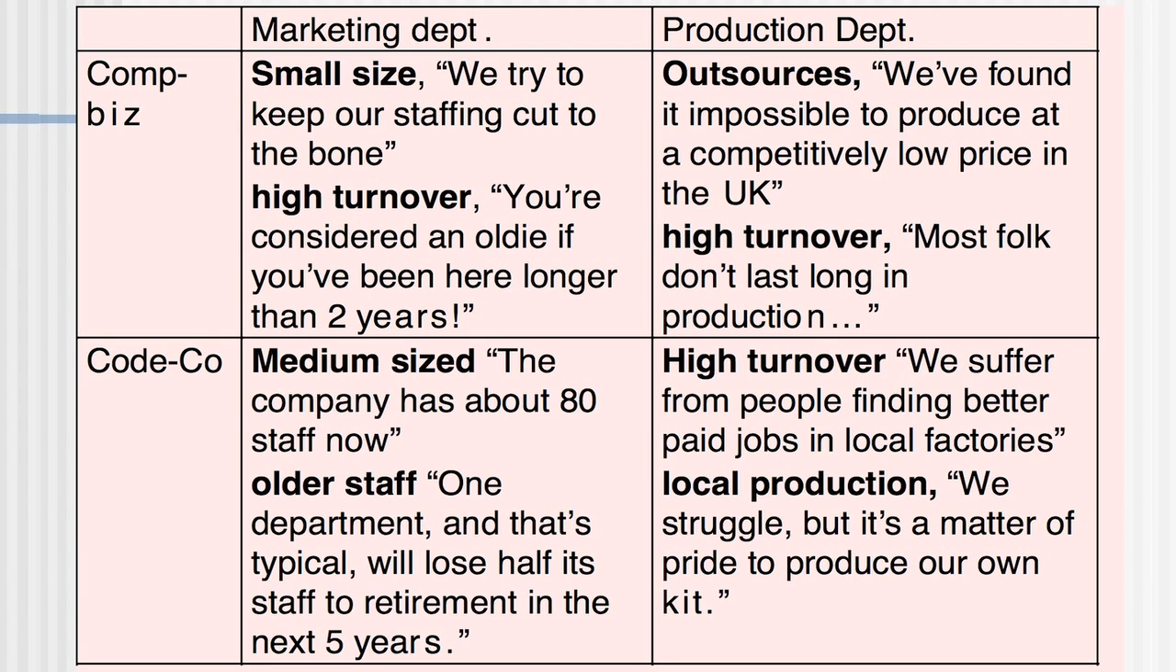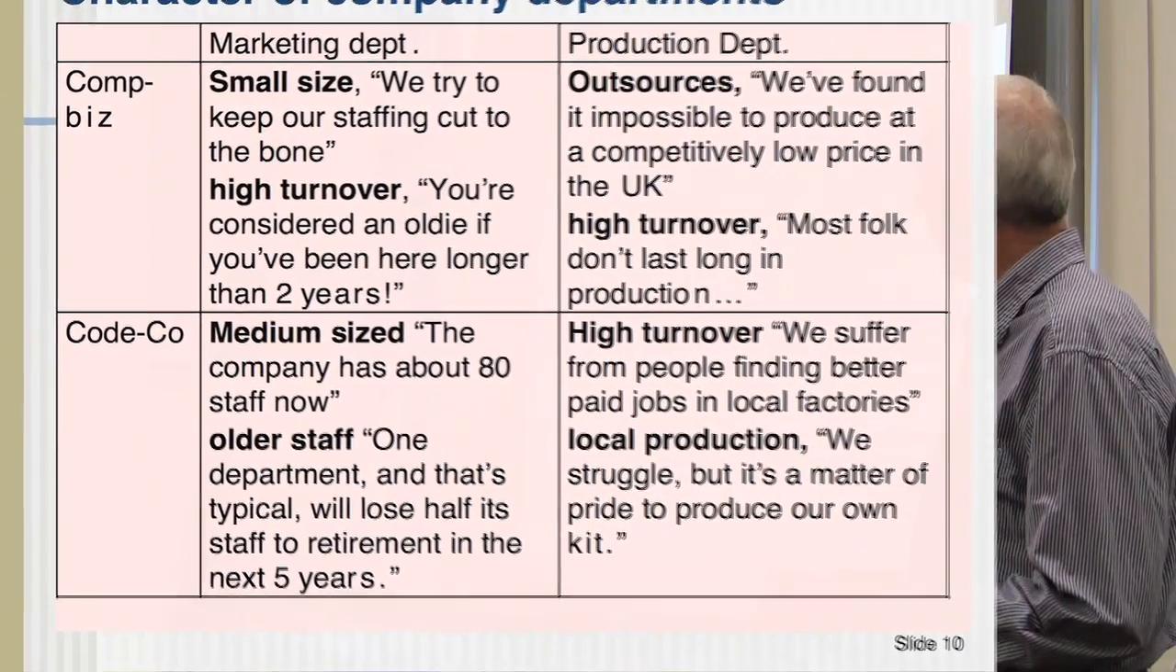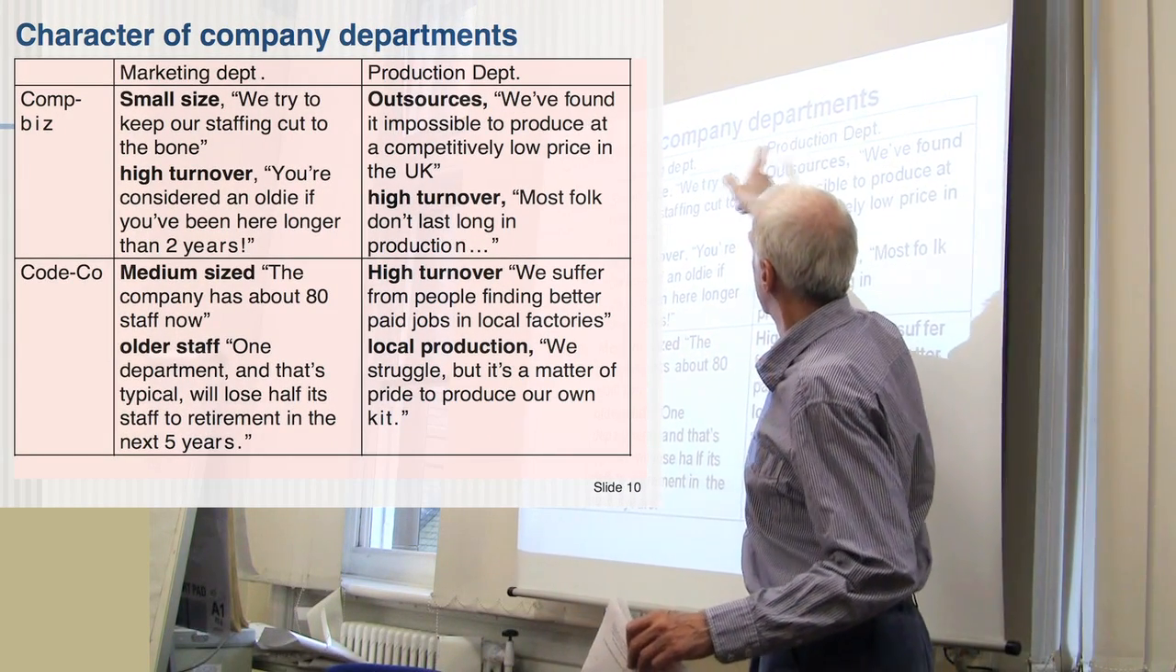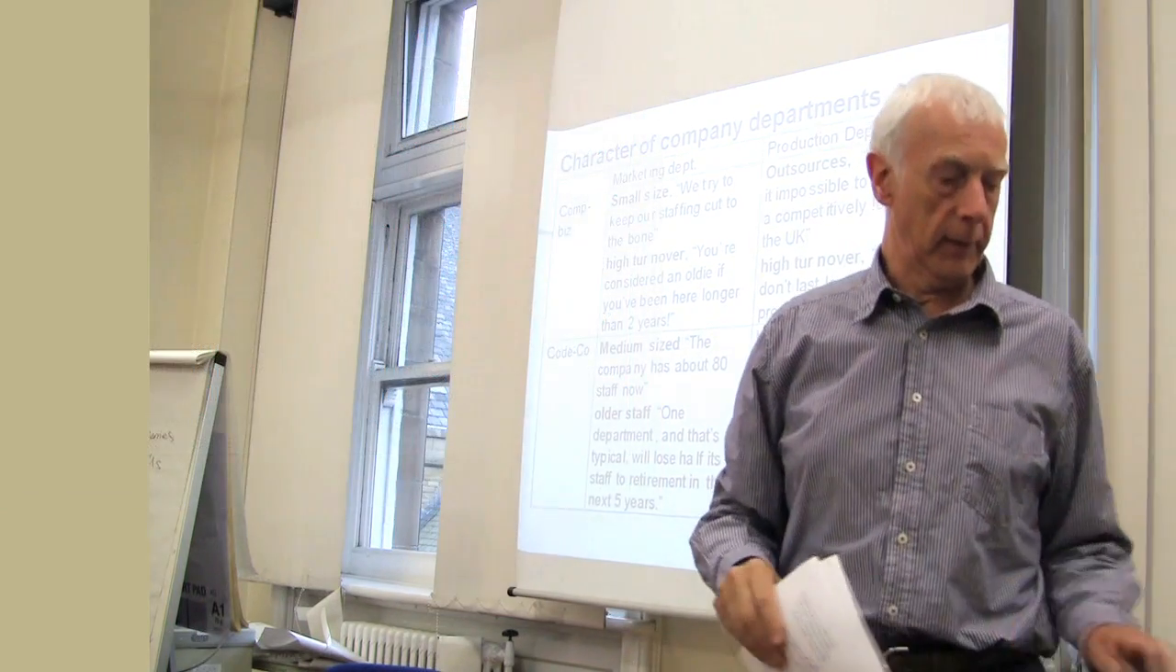You begin to get a picture, if you read it through in detail, that there are differences in these two companies. This is clearly a high turnover company in both senses, but it's not quite so clear in the CodeCo company, that issue. So the turnover is there, it isn't there. So you can see these are kind of summaries of quotations from respondents in this study. So that's a very simple, you might say, attribute kind of contribution. So these are actually different cases by attributes, by different aspects of the company.